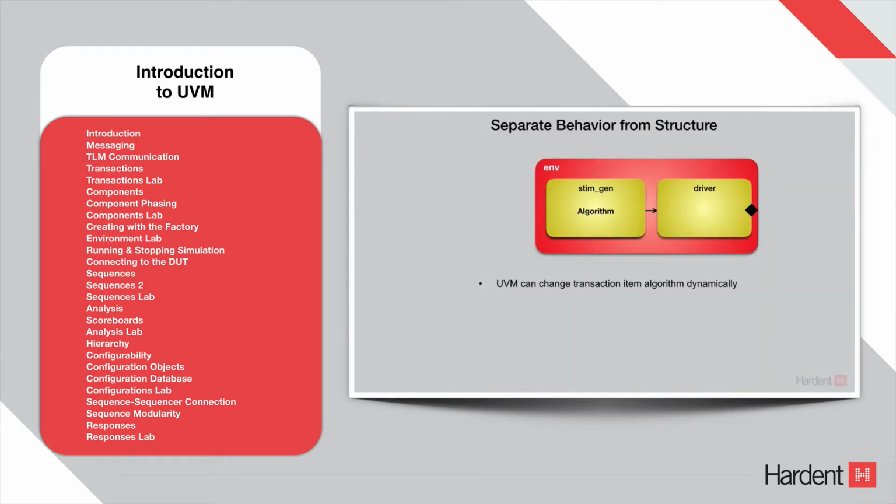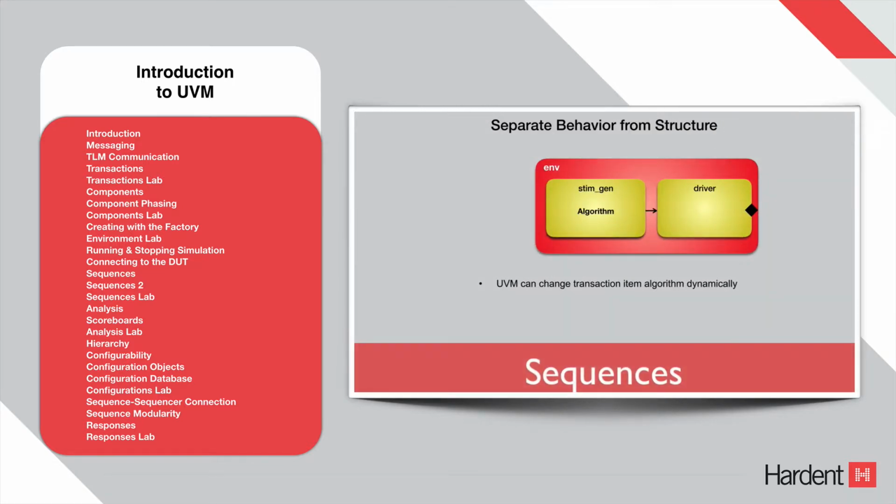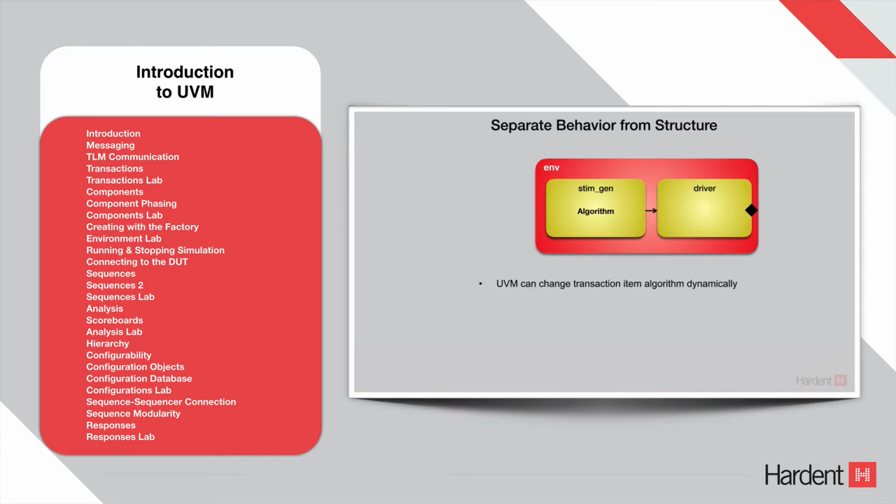To achieve this, we need to rethink our stimulus generator class. The most obvious change will be to remove the algorithm, the recipe for stimulus generation. Some portion of the stimulus generator will remain in the environment. Let's call this the stimulus controller for now. It handles communication with the driver, including the buffering FIFO, as I'm showing here.